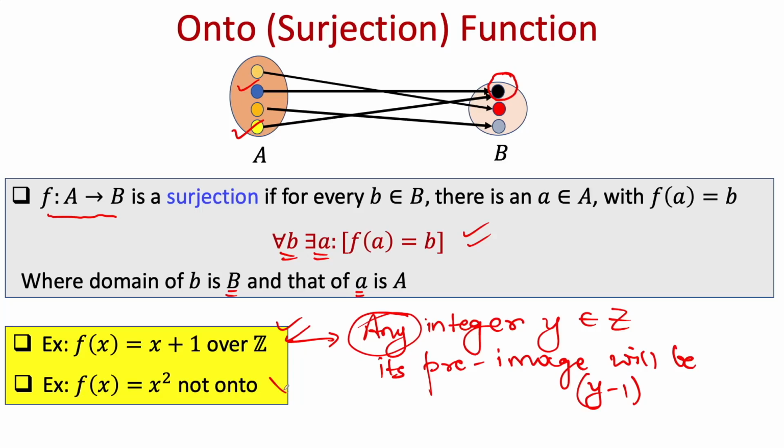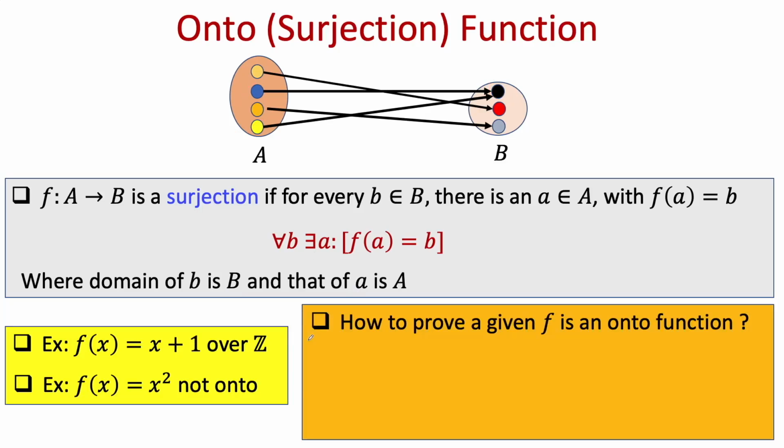But the second function is not onto because x square will be only a positive value. So it's only the positive integers from the set of integers which will have a pre-image. The negative integers will have no pre-image. You can't have the square of any number being a negative number, right?